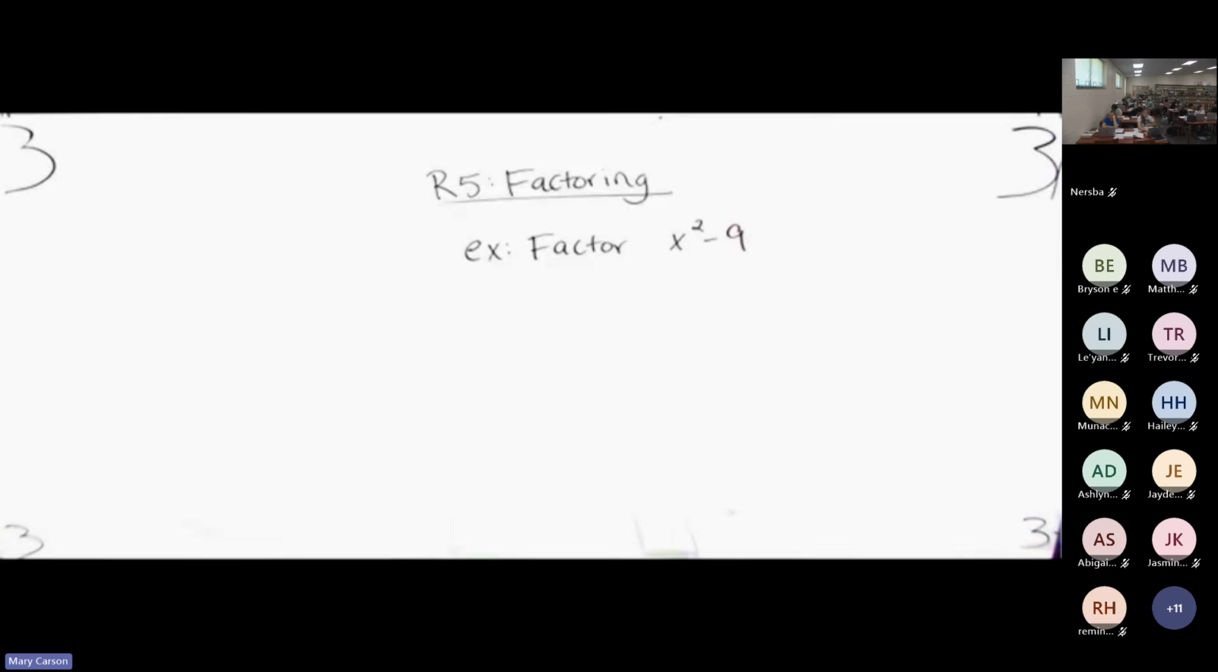How do I know that? Well, this is a perfect square because x times x is going to give you x squared. And 9 is also a perfect square. What are two numbers that are the same that multiply to give you 9? 3, right. So I know that I could easily factor this. This becomes x, x. This becomes 3, 3, and I have my plus or minus sign there. Pretty easy, right?